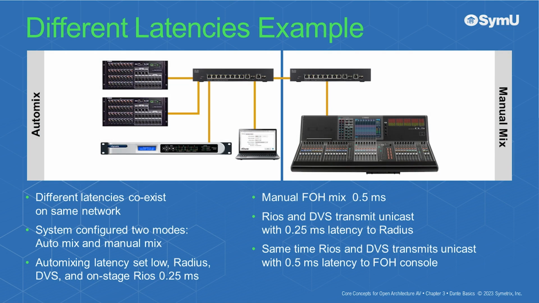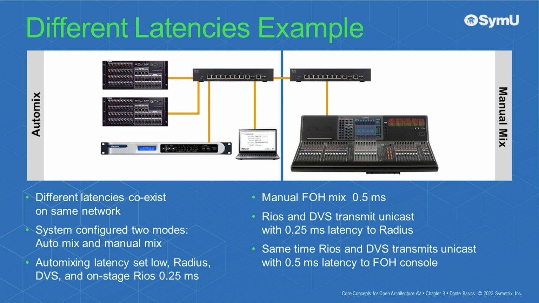In this example, the system is configured for 2 different modes, an auto mix mode and manual mix mode. The auto mixing latency is set low. The Radius, DVS, and Rios on stage are set at 0.25 milliseconds, and the manual mix at the front of house console is set to 0.5 milliseconds.